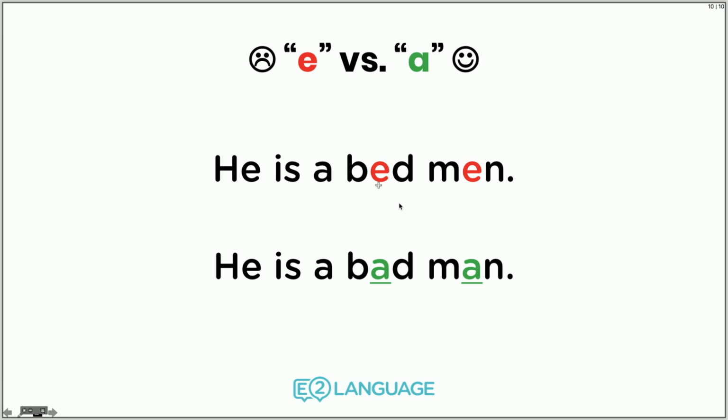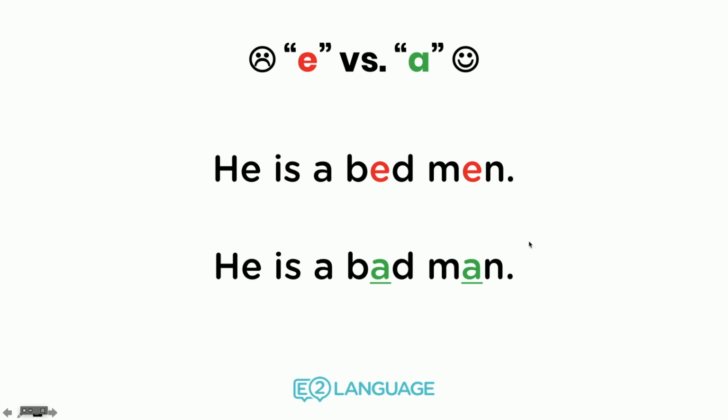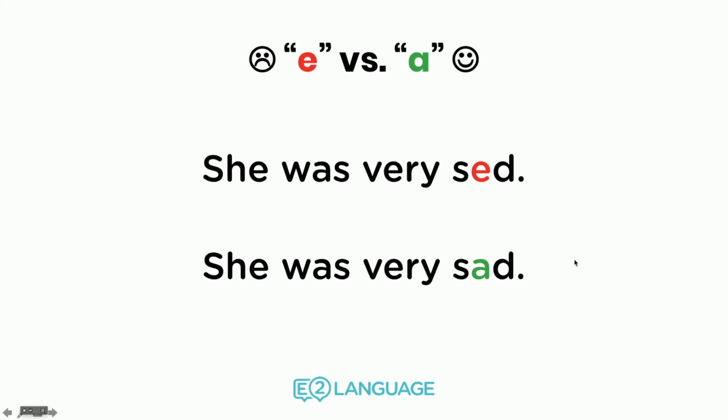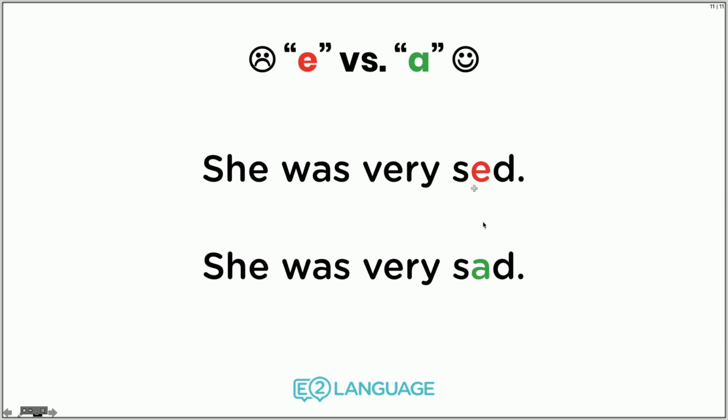He is a bedman. This is the S sound. You want to make an A sound. He is a bad man. Not eh. Let's do another example here. She was very sad. No, you want to make sure you hit the A sound here. She was very sad.